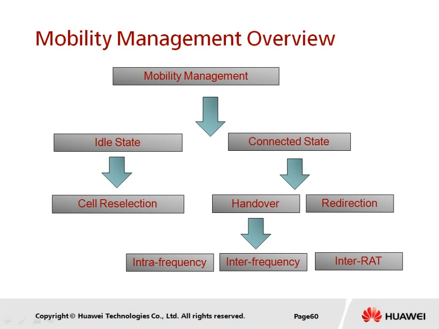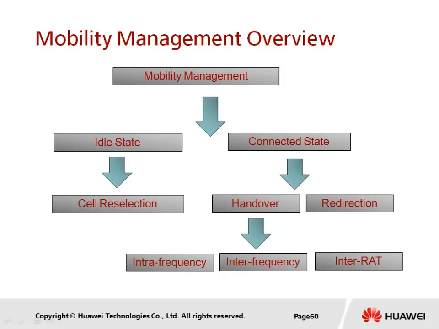Now, the focus of this chapter is the mobility management for the user in connected state, where there are two methodologies to move a user from one network to another network or from one cell to another cell, which could be handover or redirection.